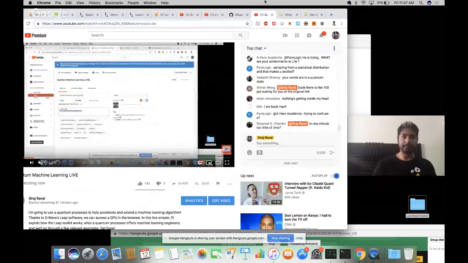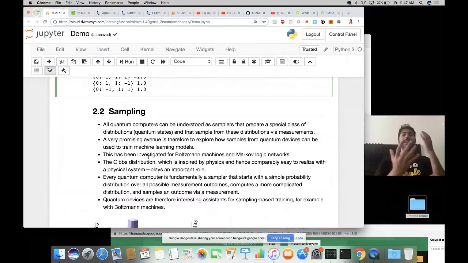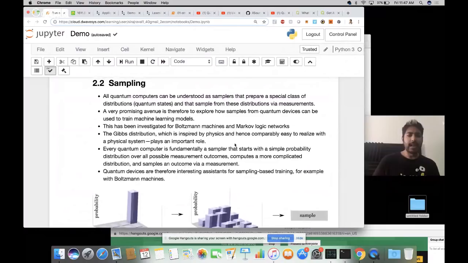So there's that, and there's also sampling, right? So these quantum computers can be understood as samplers that prepare a special class of distributions. And right, so Gibbs sampling, things like that.